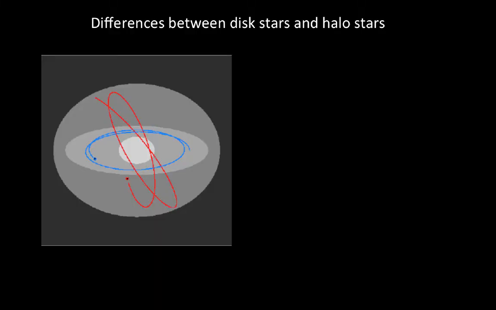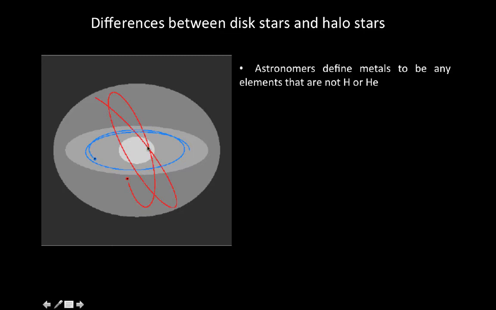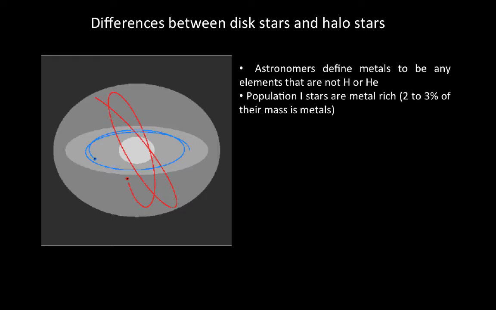So disk stars are much younger than halo stars, and there are several other important differences between stars in the disk and stars in the halo. As this picture shows, disk stars are on roughly circular orbits around the galactic center, whereas halo stars tend to be on much more elliptical orbits that are inclined at an angle to the galactic disk, and that tend to precess in that angle. Now, just a reminder, astronomers define metals to be any elements that are not hydrogen or helium.